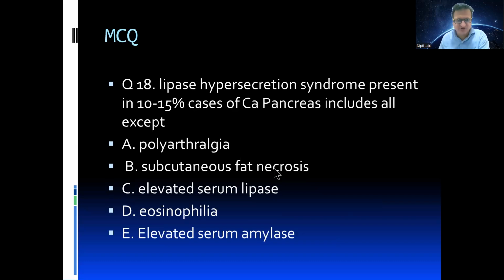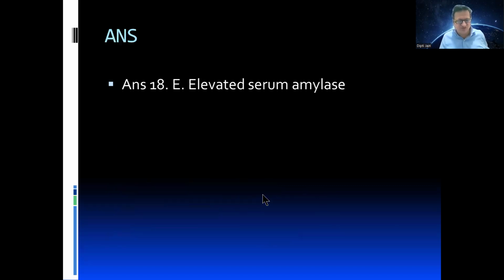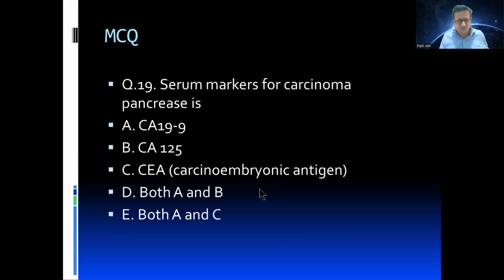Lipase hypersecretion syndrome, present in 10 to 15% cases of the carcinoma pancreas, includes all except: polyarthralgia, subcutaneous fat necrosis, elevated serum lipase, eosinophilia, elevated serum amylase. So, answer is elevated serum amylase. So, lipase hypersecretion syndrome is not associated with the elevated serum amylase. It is associated with the polyarthralgia, subcutaneous fat necrosis, elevated serum lipase, and eosinophilia. Serum marker for the carcinoma pancreas is CA 19-9, CA 125, CEA, both A and B, and both A and C. So answer is both A and C, that is CA 19-9 and the CEA, carcinoembryonic antigen.